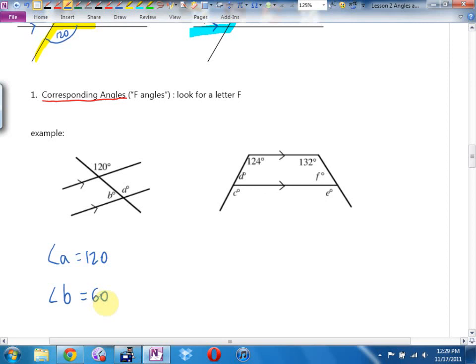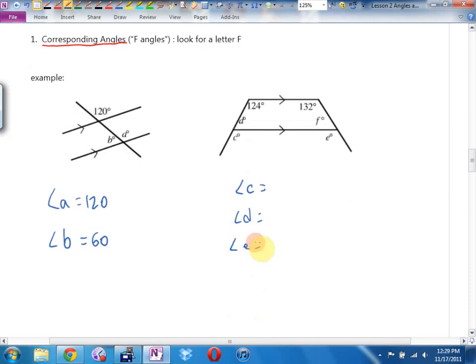Jordan, what am I going to find first in this one? So let's go angle C equals, angle D equals, angle E equals. Scroll down a little bit, Mr. Dueck. Angle F equals. Can anybody tell me how big angle C is? I'm either going to use the 124 or the 132. And I'm looking for Fs right now. Matt? I agree. 124, 124, corresponding.